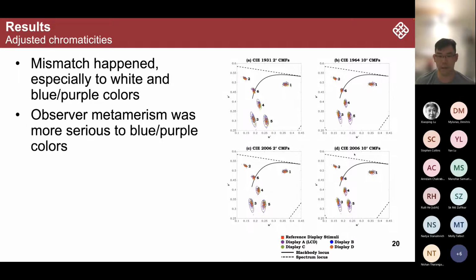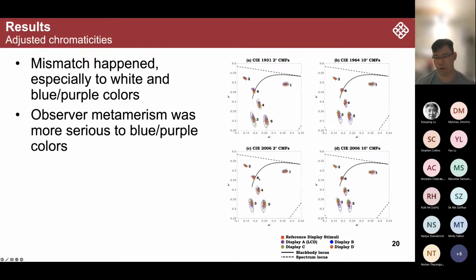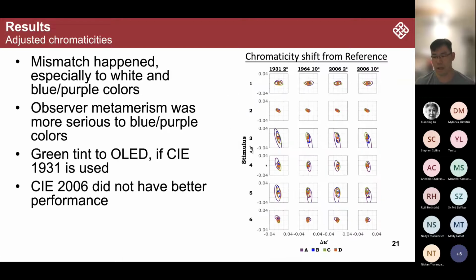Okay, and then we actually changed these 4 figures into a better form. In other words, we move the red dot, the chromaticity of the reference, into the center, and then we are mainly looking at the shift. If we put it this way, it's much easier to make the comparison. So 1 and 2 are the red and green colors. For 3 and 5, these are the blue and purple colors, and you can see that the size of the ellipses is very large in comparison to 1 and 2.